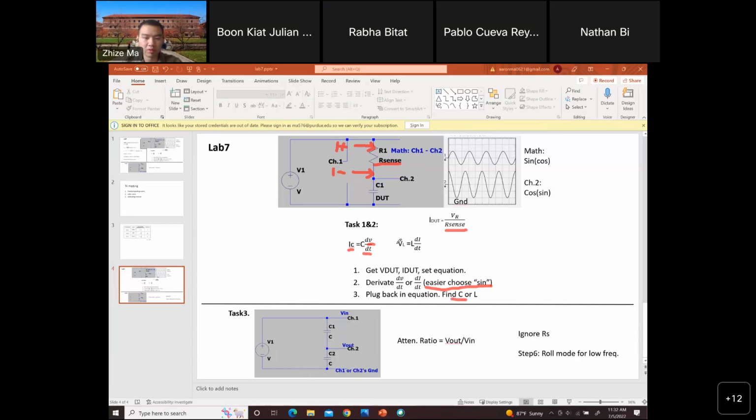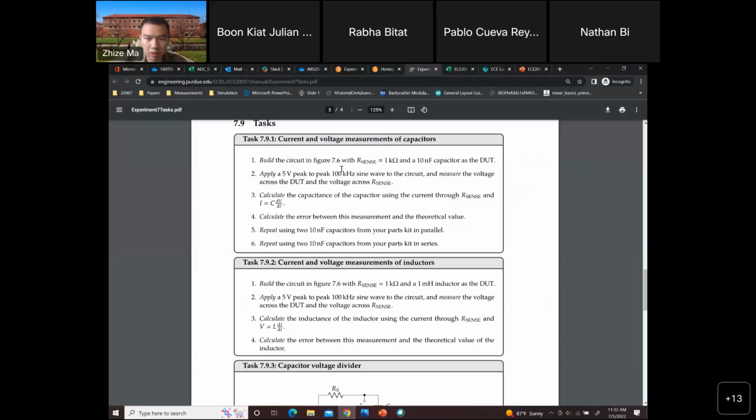Then for task 2, the calculation process is pretty much similar. But remember, you put the derivative as a sine wave. Make sure the voltage is on the left side of your equation. All right, I think that's all for task 1 and task 2. I will show you how to do the calculation, or how to find the value of the capacitor and the inductor, later.